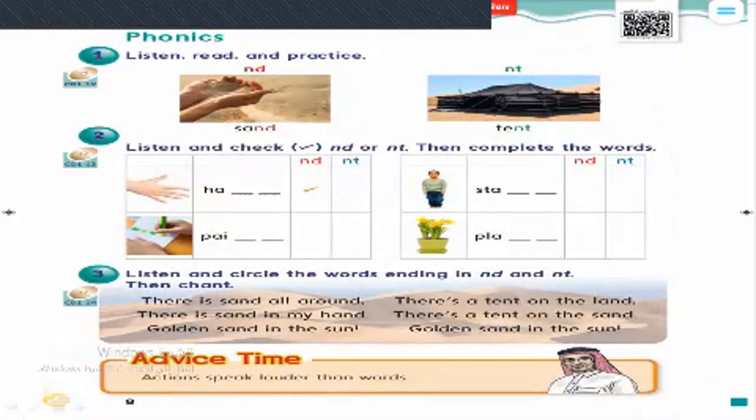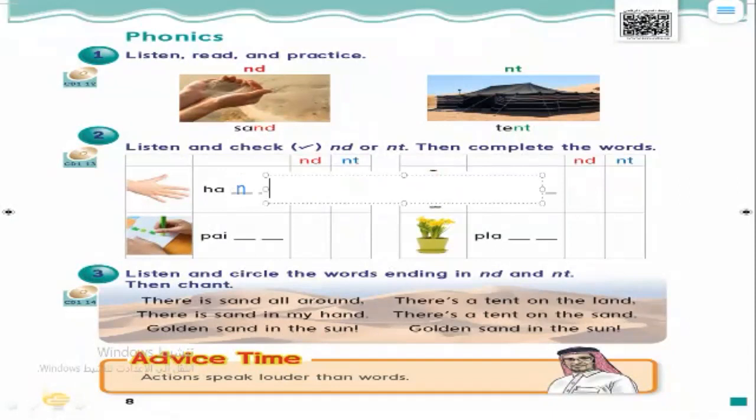And then here we have, listen and check. And or an ND or NT. Then complete. So here we have hand. We're going to put N, and then we're going to put D. This is the correct way.